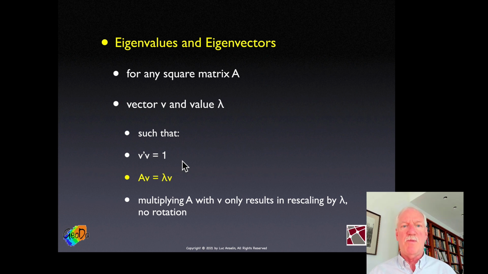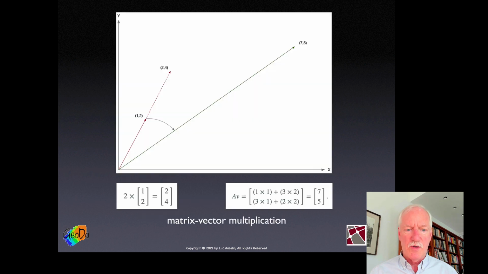And what is the problem? The problem is to find a vector and an associated scalar value so that when we pre-multiply the vector with this matrix A, we simply have a rescaling. So in other words, if we do this operation with this particular vector, rather than rotating and extending, we only have extension of the original vector V.